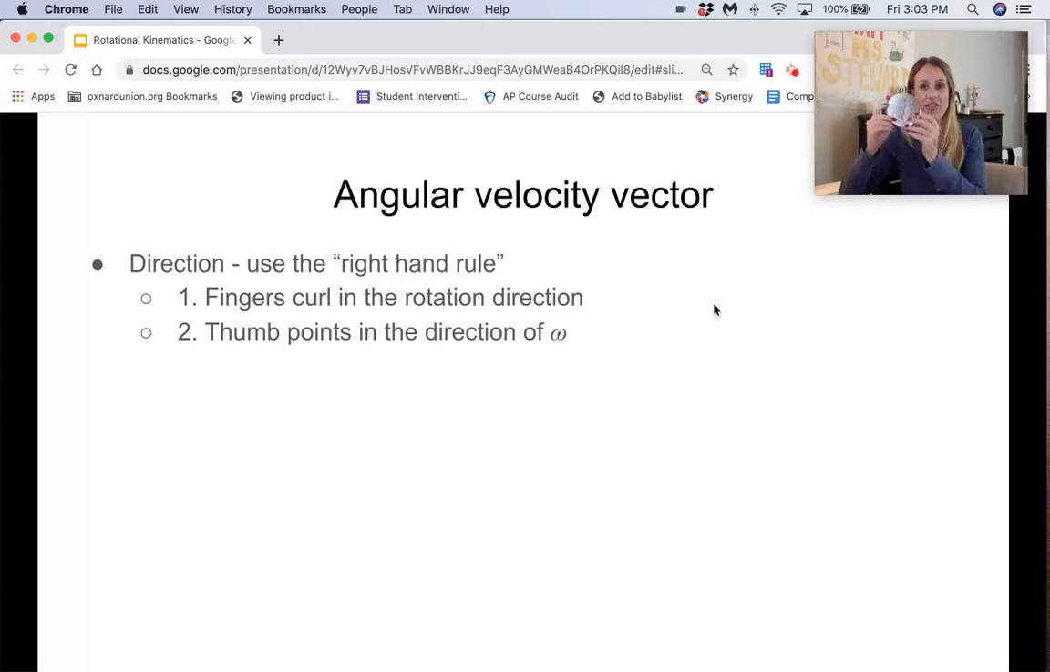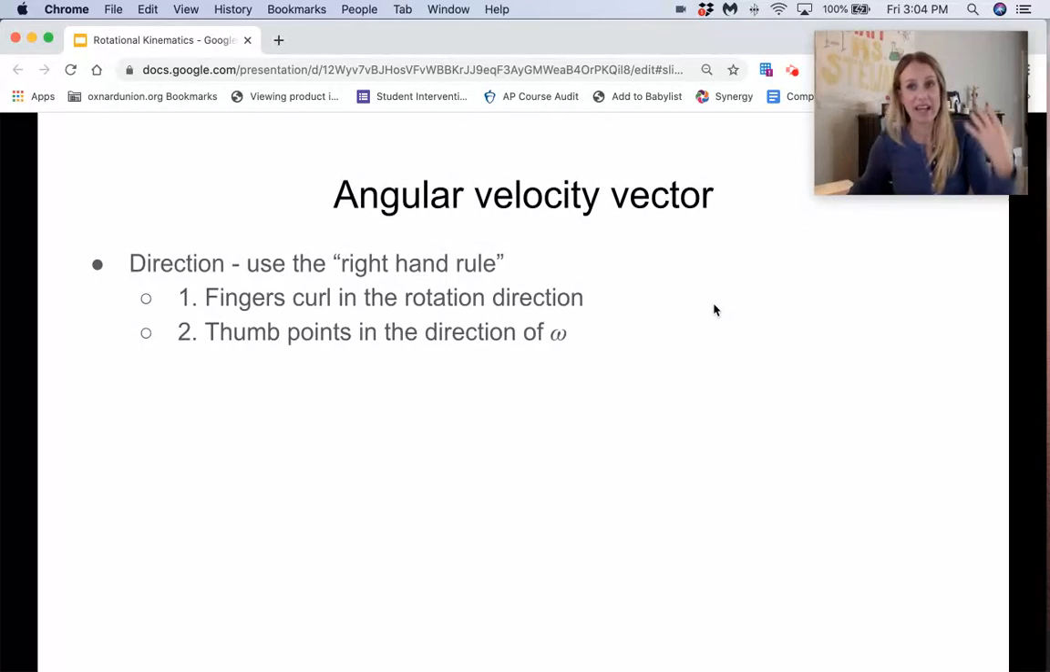So for example, if I have this object and it's moving like this, so it's rotating this way, I would curl my fingers in the direction of rotation, right? And then my thumb points out toward you. And that's my right hand rule. So because my thumb points out toward you, that means my angular velocity vector is also out toward you.